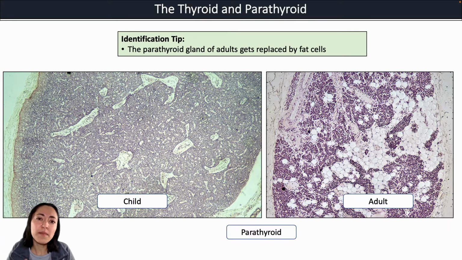One thing I just want to mention about the parathyroid gland is that as we age, most of the cells get replaced by fat. So here you can see the parathyroid gland of a child. On the right is the parathyroid gland of an adult. And these white circles that you see are adipose cells, or in other words, fat cells. And you can see that the adult has a lot of fat cells within their parathyroid gland.